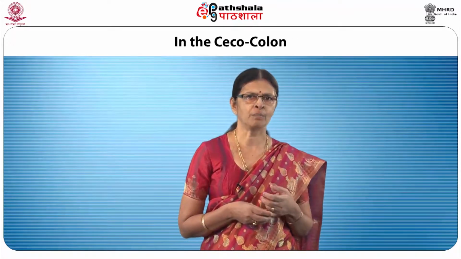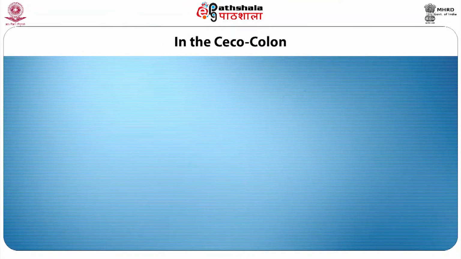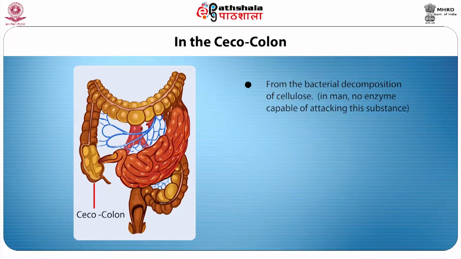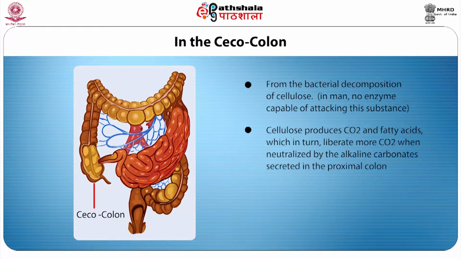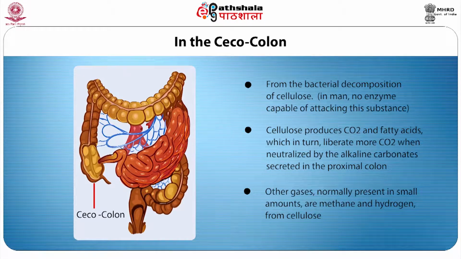The third source of gas production is in the cecocolon. Here, gas is formed by the bacterial decomposition of cellulose. Cellulose produces carbon dioxide and fatty acids, which in turn liberate more carbon dioxide when neutralized by the alkaline carbonates secreted in the proximal colon. Other gases normally present in small amounts are methane and hydrogen from cellulose. Now you understand how gases are produced in upper and lower small intestine and cecocolon.